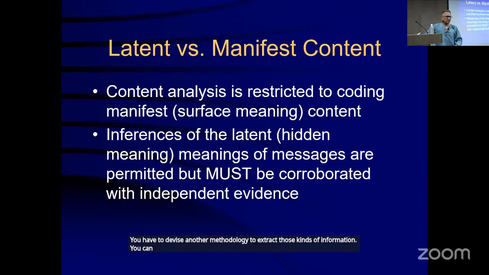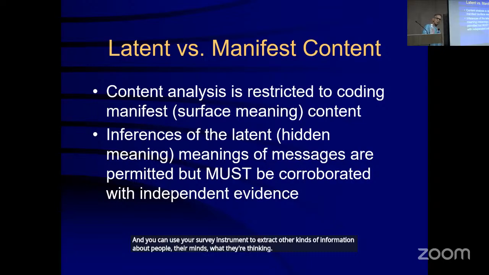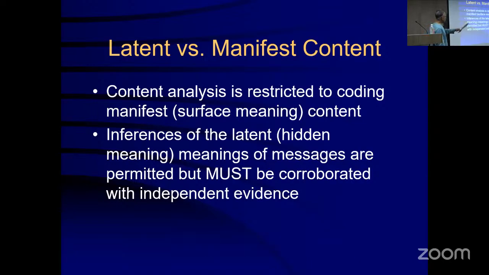You can run a survey along with content analysis. And you can use your survey instrument to extract other kinds of information about people, their minds, what they're thinking. So it must be corroborated with independent evidence. That's why most often in some of the big studies, you do surveys in parallel.